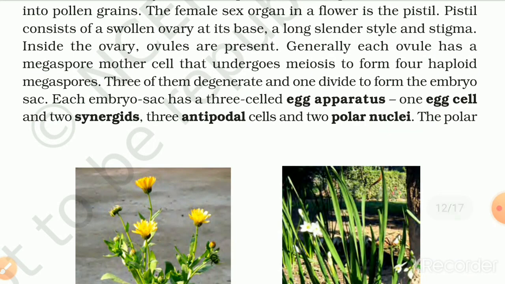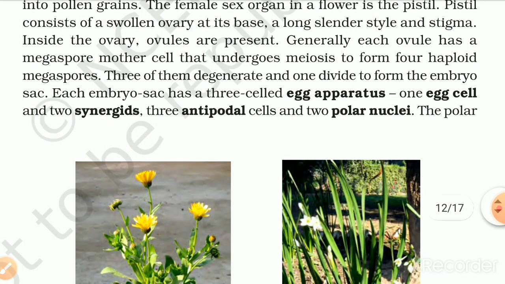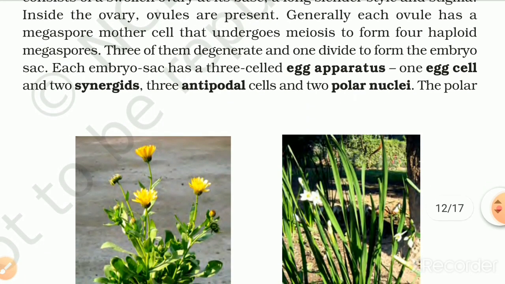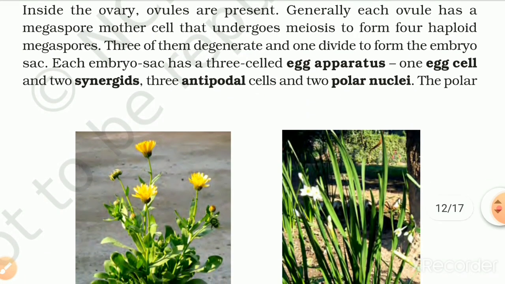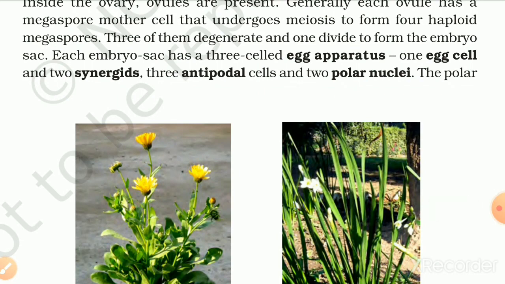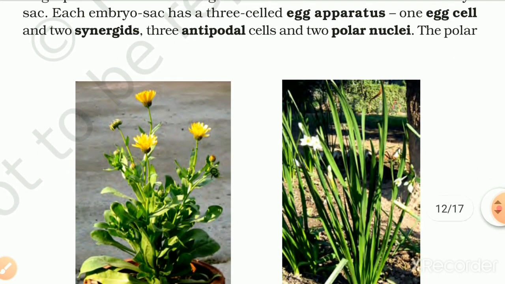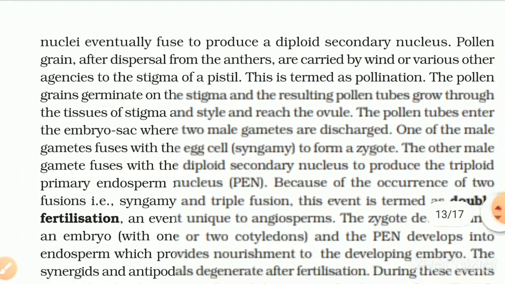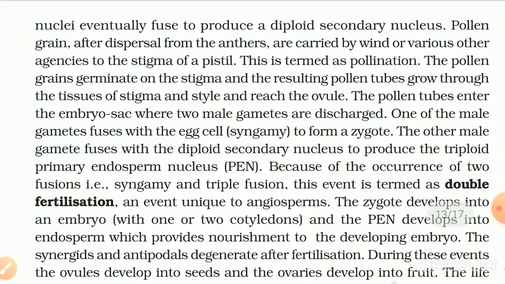Generally, each ovule has a megaspore mother cell that undergoes meiosis to form 4 haploid megaspores. 3 of them degenerate and 1 divides to form the embryo sac. Each embryo sac has a 3-celled egg apparatus, 1 egg cell and 2 synergids, 3 antipodal cells, and 2 polar nuclei. The polar nuclei eventually fuse to produce a diploid secondary nucleus.